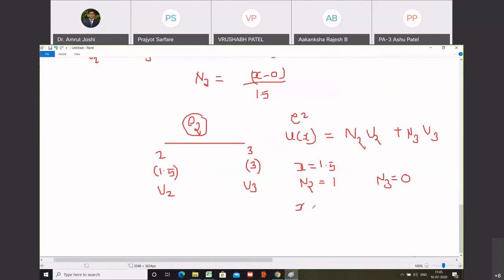And at x is equal to 3, that means at node 2, I want N2 to be equal to 0 and N3 to be equal to 1. Then only u of x will become u3. Are you with me? Yes, sir. Everybody else, have you understood these conditions? Please type your response.